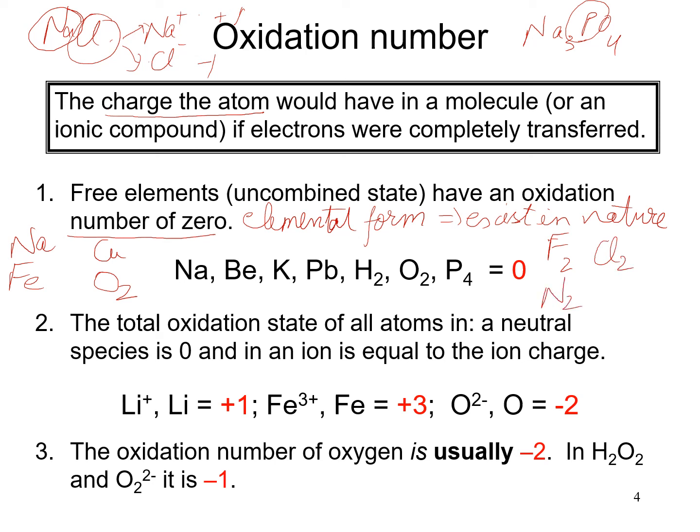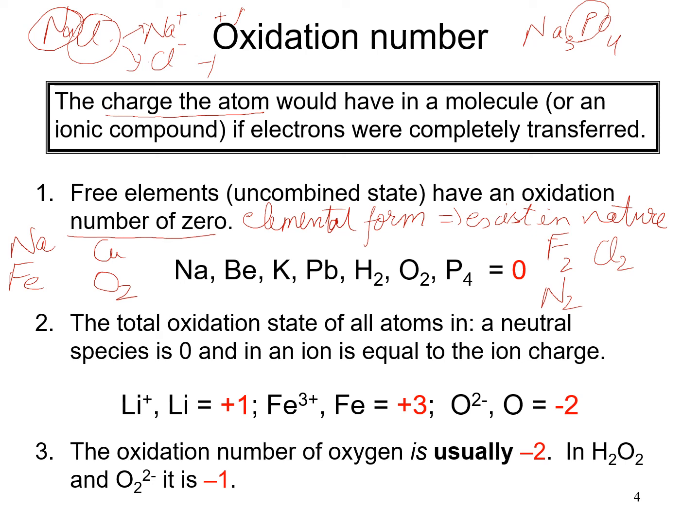If I ask you what the oxidation number of fluorine in F2 gas is, this is its elemental form. That's how it exists in nature, so its oxidation number would be 0. How about chlorine in Cl2? 0. How about nitrogen in N2? 0. So that's the first rule. If your compound is not one of these, for instance, in this case phosphorus is not in its elemental form, so we know it is not equal to 0.